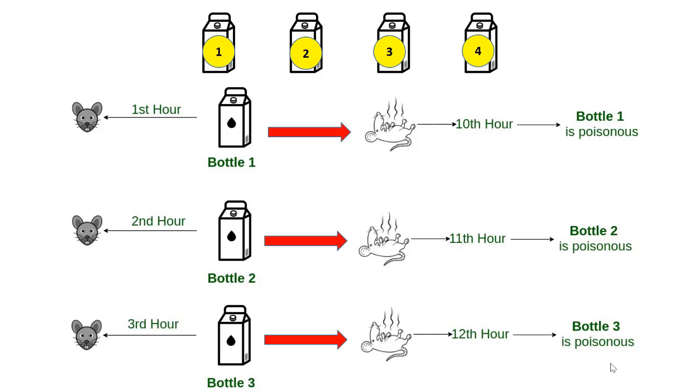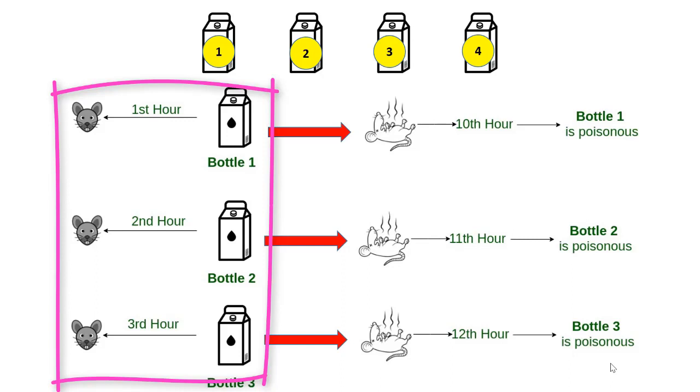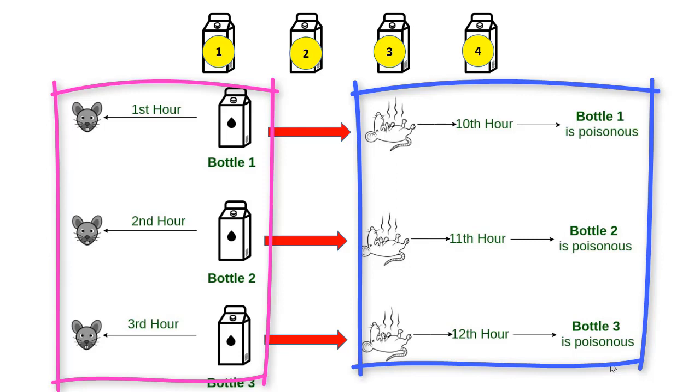So let me repeat the logic. You don't even need 24 hours to find out which bottle is poisonous. The logic is to feed the milk sample to the rat after each hour and note down the time. If the rat dies after 10 hours, then the first one is poisonous. If the rat dies after 11 hours, then the second one is poisonous. If the rat dies after 12 hours, then the third one is poisonous. And if the rat does not die even after 12 hours, definitely the fourth one is poisonous and you don't have to wait till the 13th hour to find out whether it's true or not. By using this simple trick, you can find the poisonous bottle within 12 hours and you don't need 24 hours.